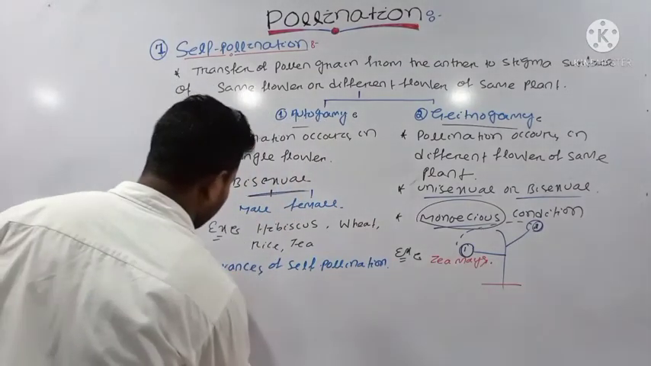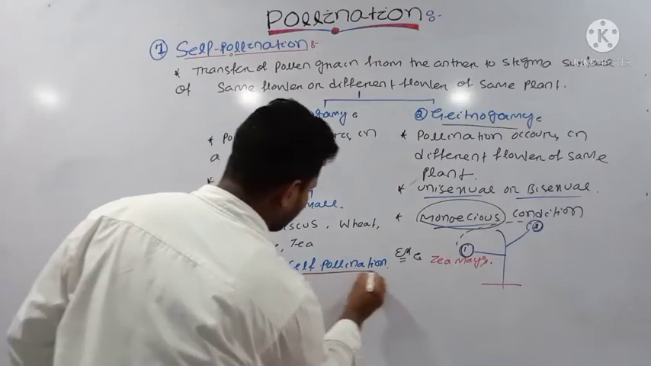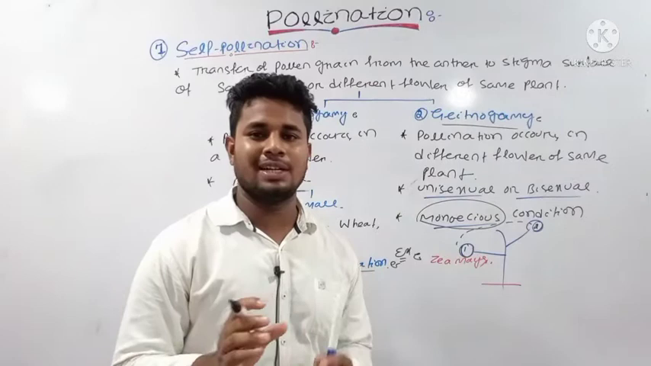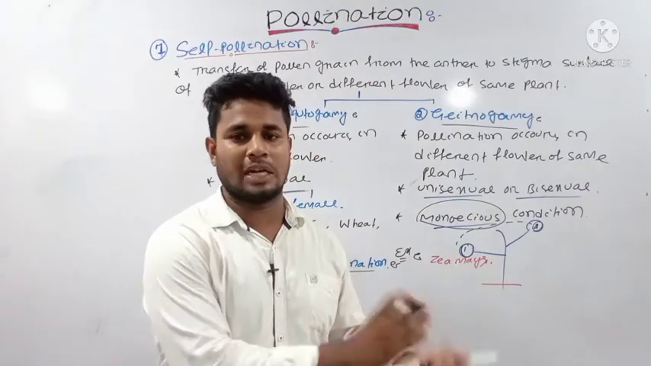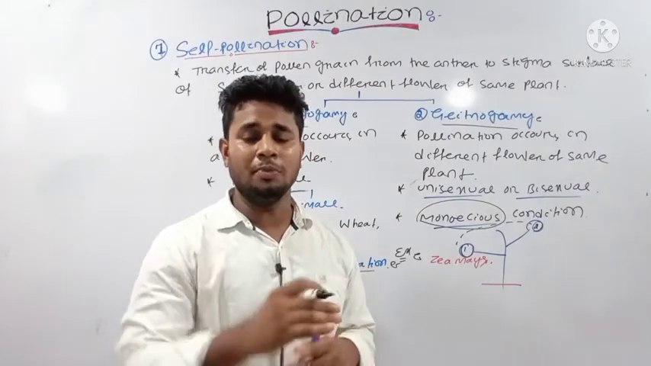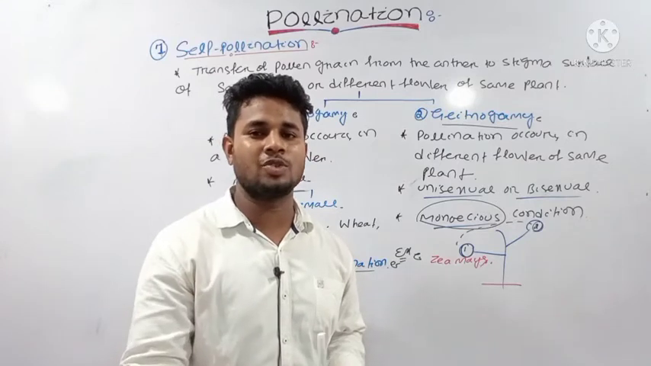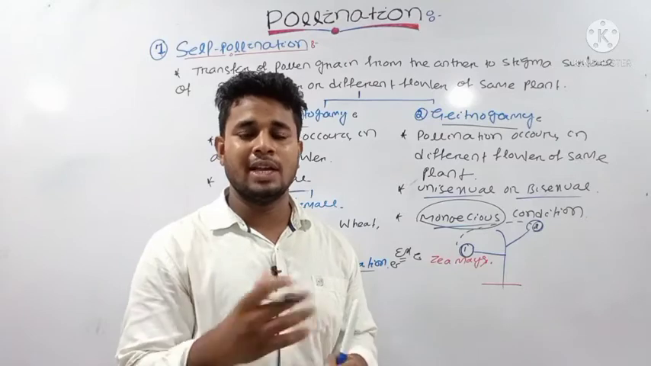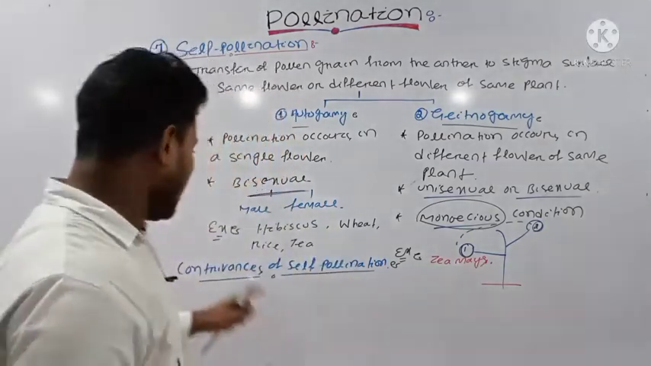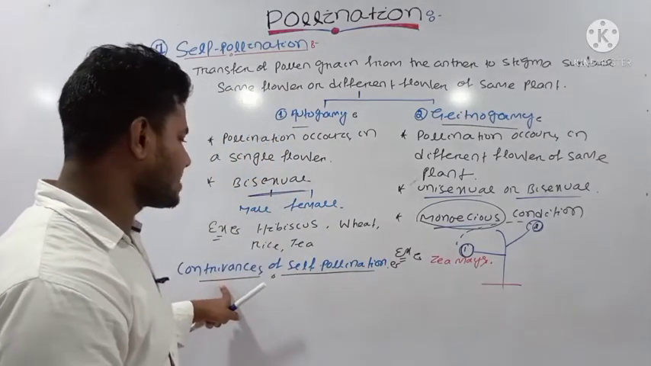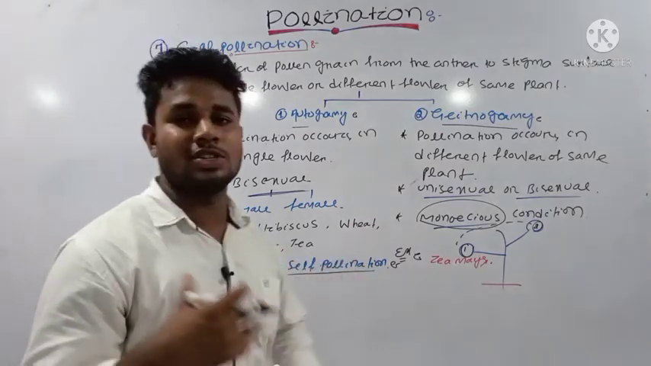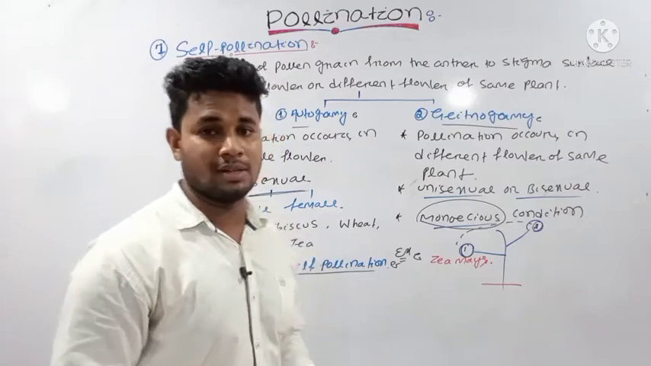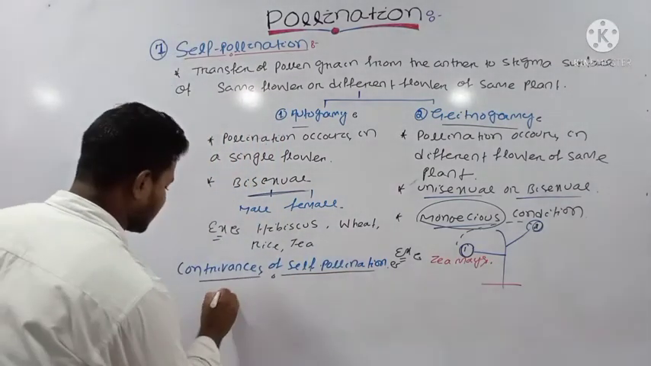But then what are these contrivances of self-pollination? Basically, we know that the structure of a flower has sepal, petal, androecium, and gynoecium. But we don't know when this androecium will mature, when this gynoecium will mature, and how the structural pattern will favor the pollination process. And contrivance is the physiological process or the structure or conditions which will promote the pollination. Then we call it a contrivance.